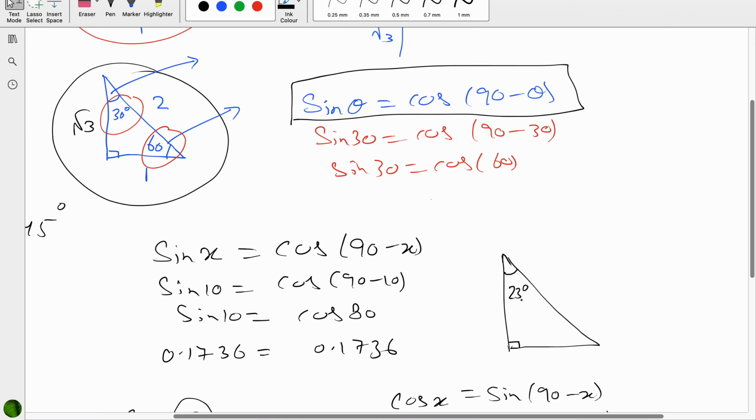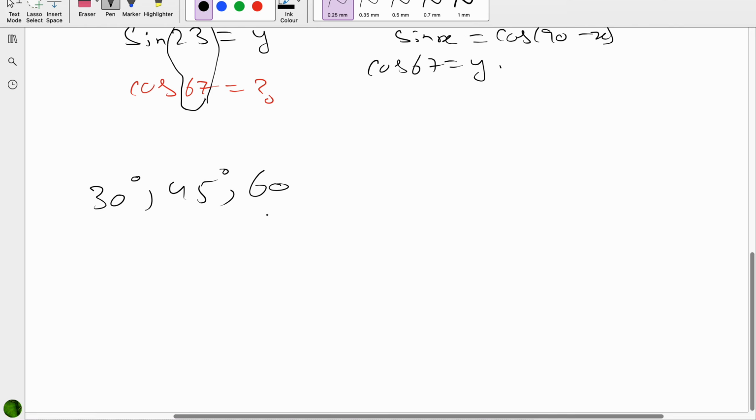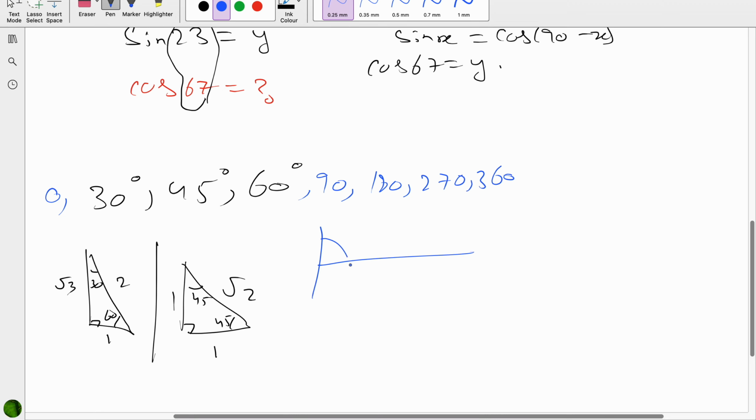So what we can do is, without using a calculator, definitely it would be there, but without using a calculator we can answer for 30 degrees, 45 degrees and 60 degrees. How? We have memorized these two triangles. This is 1, 2, square root 3, with angles 90, 60, 30. First triangle. Second triangle, 90, 1, 1, square root 2, 45, 45. Two triangles. And what we can answer beyond that is 0 degrees, 90 degrees, 180, 270, 360 and so on. How? Because we know this sketch.